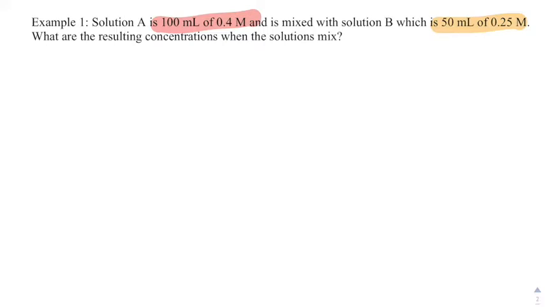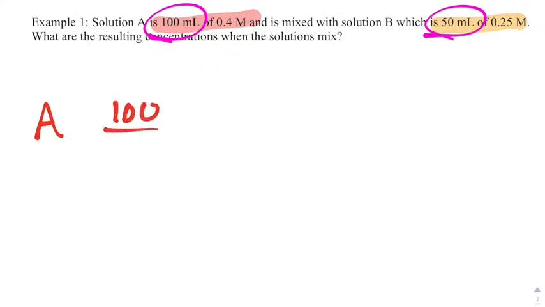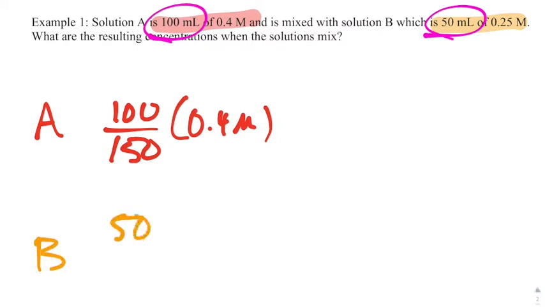Now, of course, all of this assumes that they are going to mix together and there's going to be no loss of volume, which is what's going to happen 99.9% of the time. Solution A is going to be diluted by a factor of 100/150ths. Why is that? Because you're adding 100 to 50. So for A, it is going to be 100/150ths of 0.4 molarity. And B is going to be the same thing, except it's only going to be 50/150ths of 0.25 molarity.